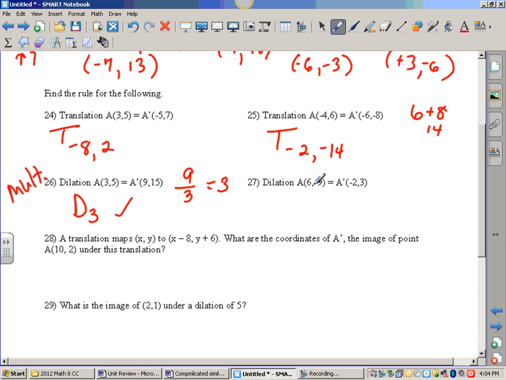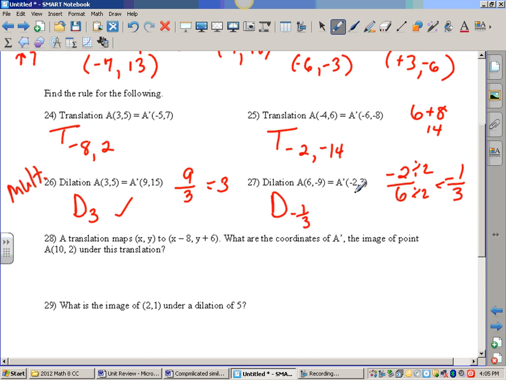Same thing here. Dilation. I went from 6 to negative 2. So I'm going to put my negative 2 over 6. I'm going to reduce by 2. And I get negative 1/3. I did a dilation of negative 1/3. When we check it out, 6 times negative 1/3 is negative 2. Negative 9 times negative 1/3, a negative times a negative is a positive. 9 divided by 3 is 3.